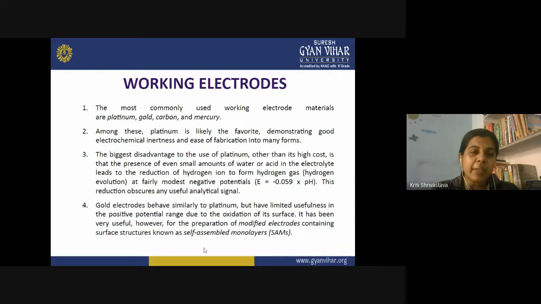But yes, it can be useful if you are preparing modified electrodes containing surface structures. They are generally known as self-assembled monolayers. So if you are preparing such a type of electrode, then gold is really useful.